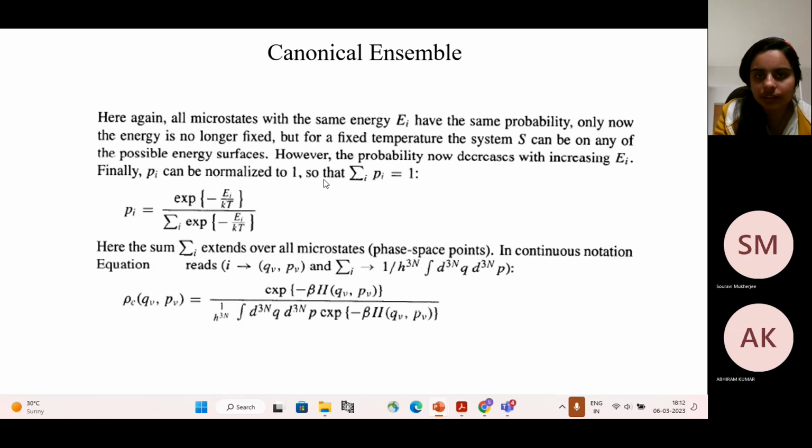We can then use the normalization concept for probability, and that gives us the exact expression for the probability of finding the system in a certain microstate i with energy Ei. This is the expression for the probability density. This has a summation, which means it has discrete values. If we have a continuous system, the summation has to be exchanged with integration, and what we then get is something like this.